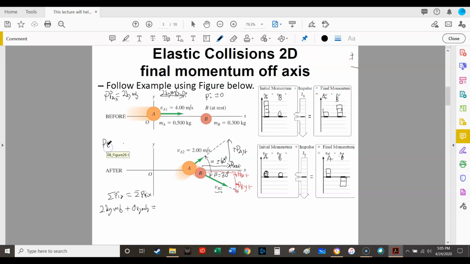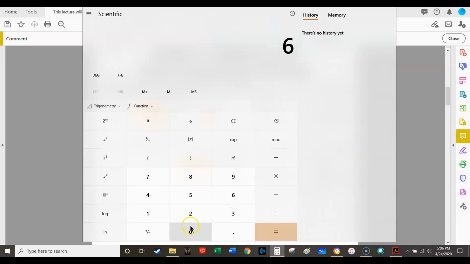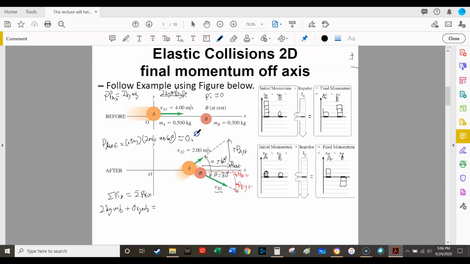In the final, it's going to be P_A,x final. What is this? This is going to be half a kilogram, so 0.5 kilograms times 2 meters per second cosine of 60 degrees. Okay? So that is what? 1 times cosine of 60 degrees. So 60 degrees, trigonometry, cosine is going to be 50%. So this is going to be 0.5 kilogram meters per second. Okay? So in the x direction, it's going to be moving 0.5 kilogram meters per second.